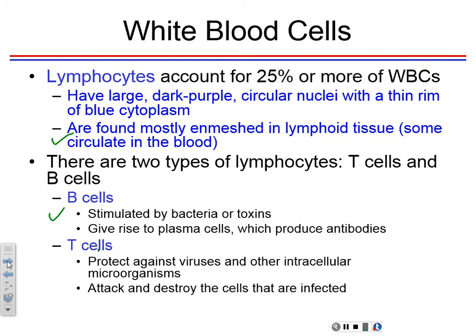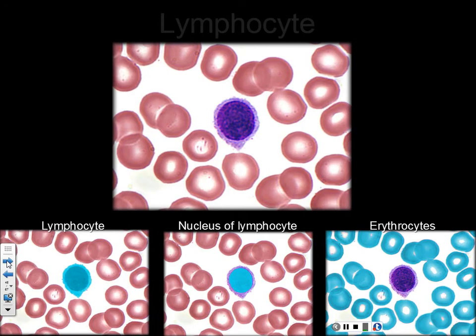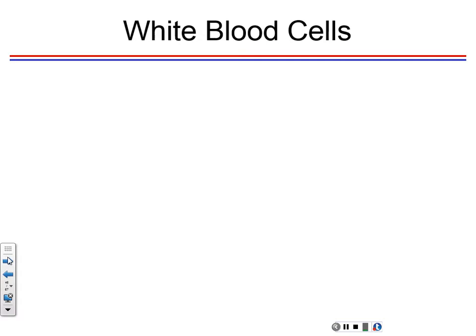B cells produce antibodies. B cells turn into plasma cells which form antibodies, right? And T cells are cytotoxic cells that kill cells that are infected with viruses. You see what I'm saying? That's why HIV attacks CD4 positive T cells. Anyway, so there is a thin rim of cytoplasm for the lymphocyte, which are the B cells and T cells.